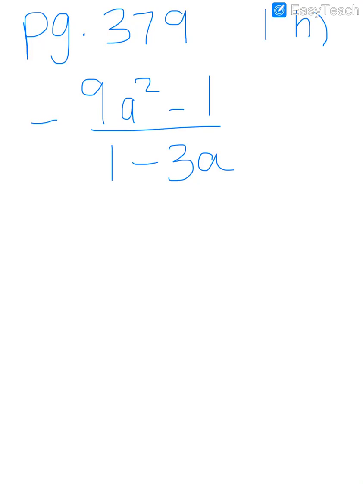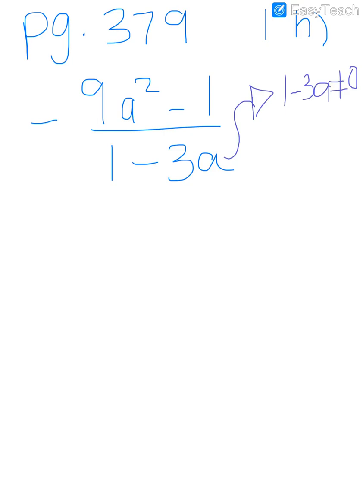This is question 1H on page 379. So the question says reduce to lowest terms, stating the restrictions on the variable. Where we'll start is stating the restrictions. So 1 minus 3a cannot be equal to 0 because we could never divide by 0, so that would be our non-permissible value, is whatever number a becomes that would make my denominator 0.